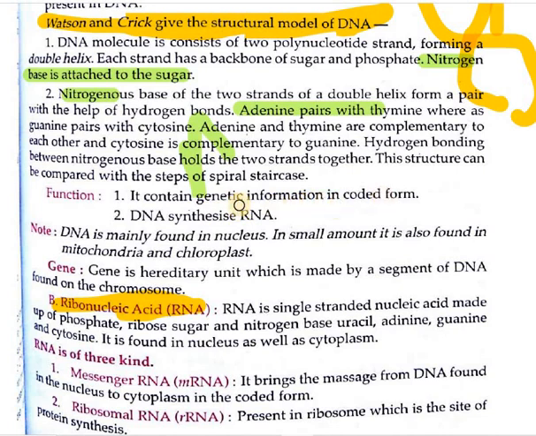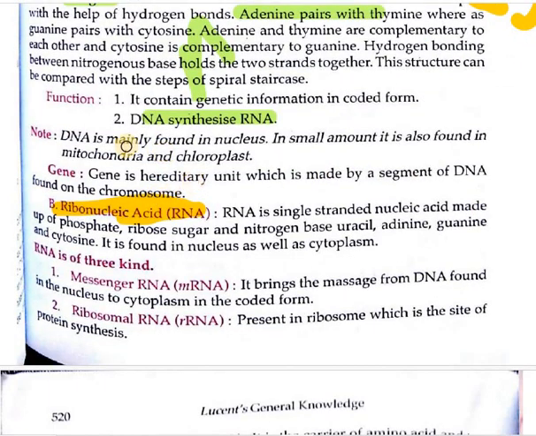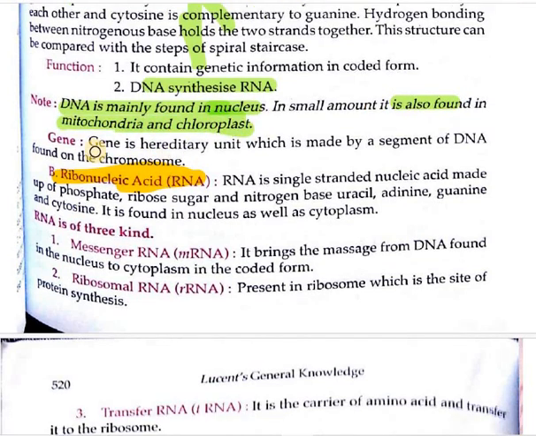Function: it contains genetic information in coded form. DNA synthesizes RNA. DNA is mainly found in the nucleus. And one more thing, where is DNA found? DNA is found in mitochondria and plastids as well, in a small amount, in mitochondria and chloroplast. Now a gene is a hereditary unit made by a segment of DNA found on the chromosome.